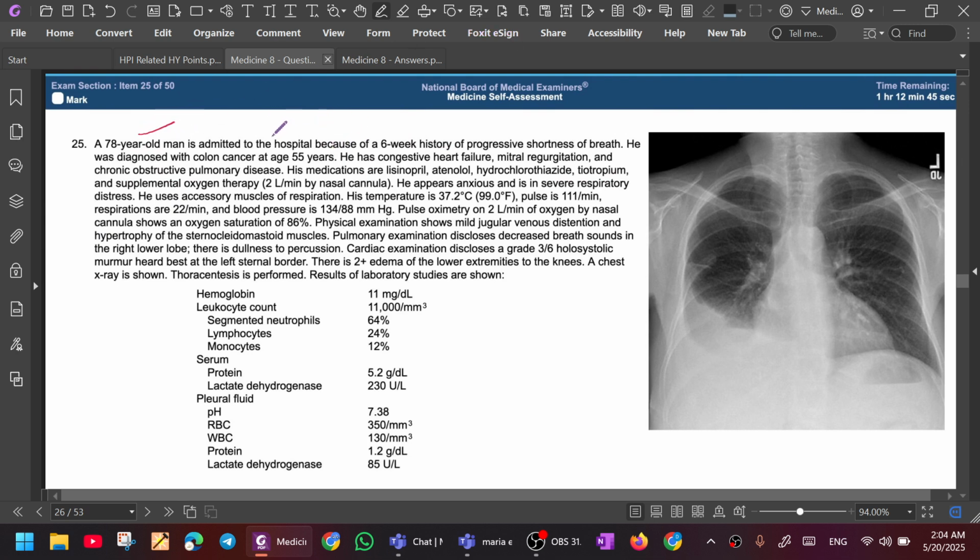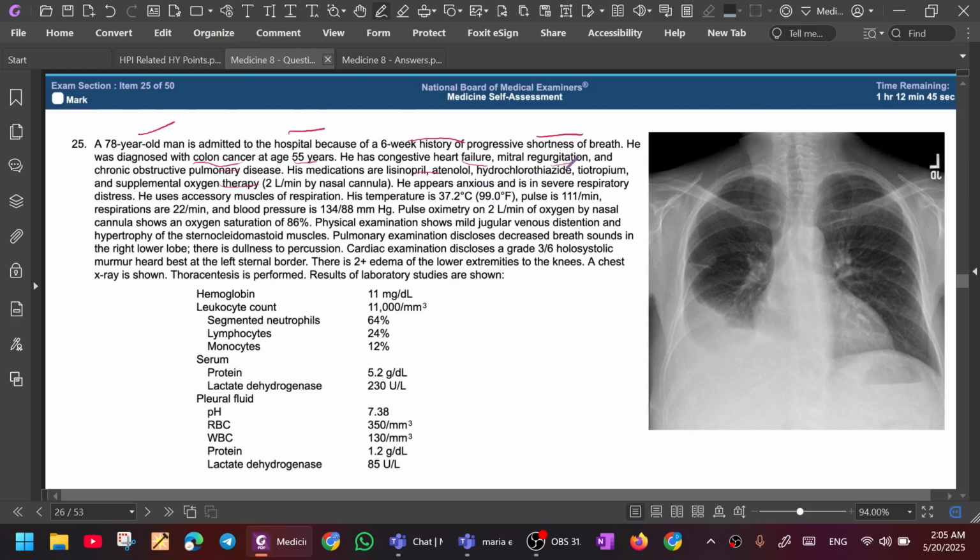A 78-year-old man is admitted to the hospital because of a 6-week history of progressive shortness of breath. He was diagnosed with colon cancer at age 55 years. He has congestive heart failure, MR, and COPD. His medications are lisinopril, atenolol, hydrochlorothiazide, tiotropium, and supplemental oxygen therapy, 2 liters per minute by nasal cannula.